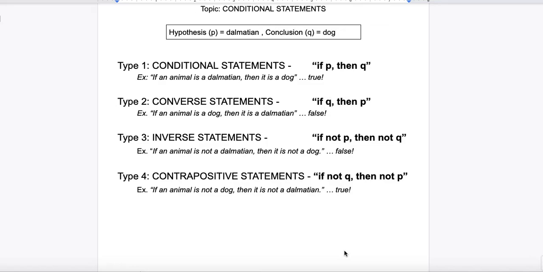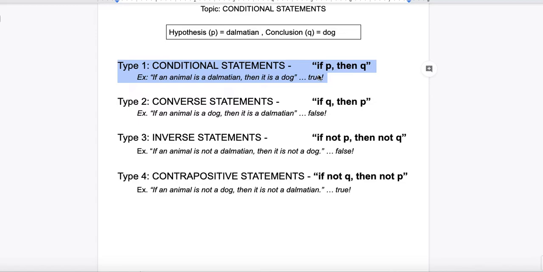So we're talking about conditional statements. A conditional statement is always written in the if-then format. If something, then something. In this example we're using: if an animal is a Dalmatian, then it is a dog. That's a true statement, right? If you see an animal walking, it's a Dalmatian, you know automatically it's a dog because all Dalmatians are dogs. But remember, not all dogs are Dalmatians.